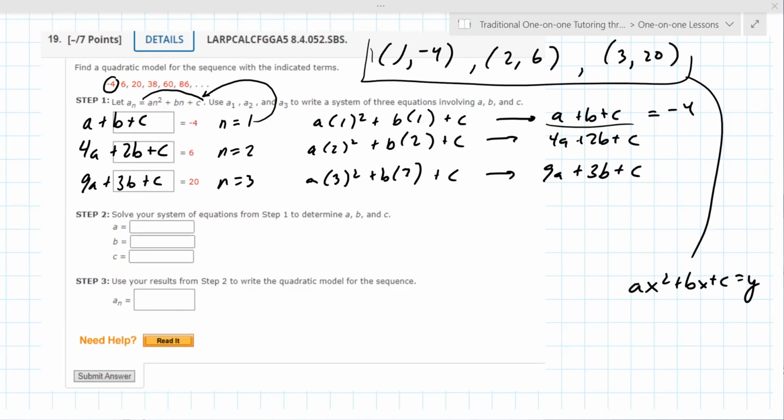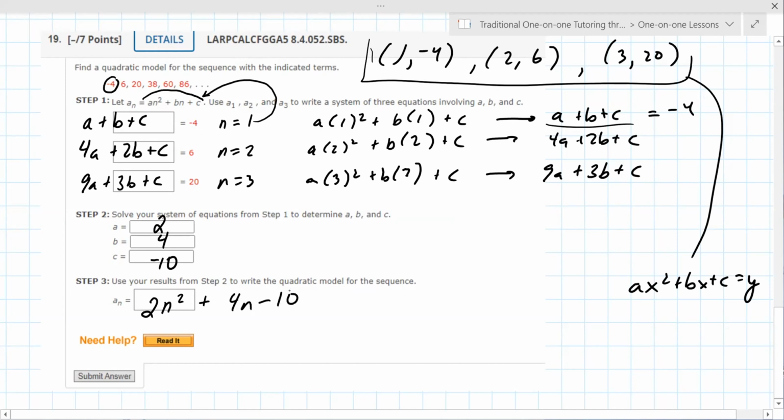All right, so I got 2, 4, and -10 for that, Niko. Yes. Here, it wants you to write it in this weird form. Oh, we're just going back to this one. So it'd be 2n squared plus 4n minus 10. That works. Perfect.